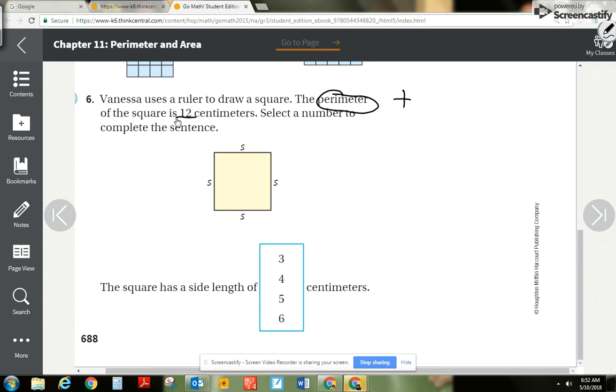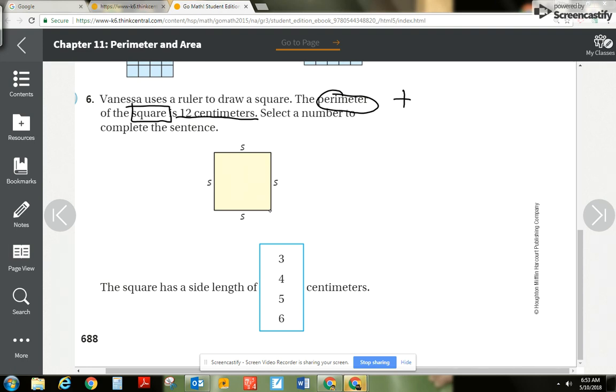The perimeter of the square is 12 centimeters. Square is another important vocabulary word. Remember, a square is a special kind of rectangle. A rectangle has four sides and four angles. A square is a special kind of rectangle because all four sides are equivalent, or the same value. Select a number to complete the sentence.